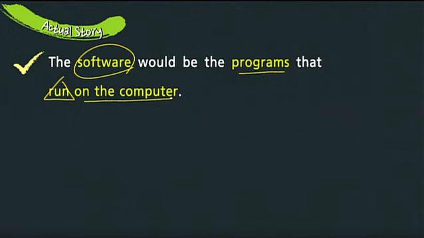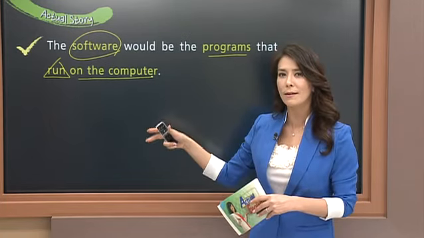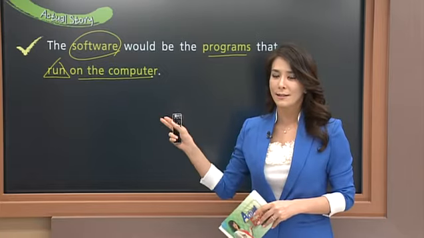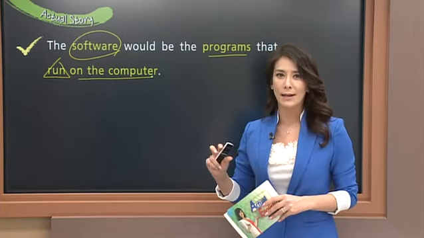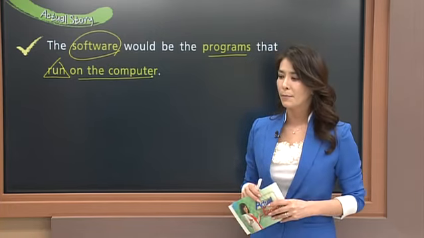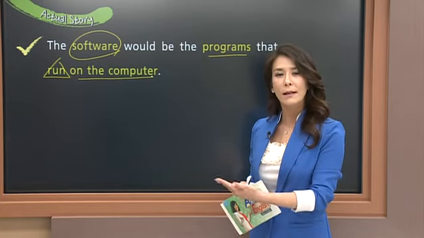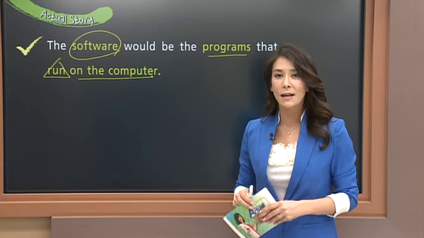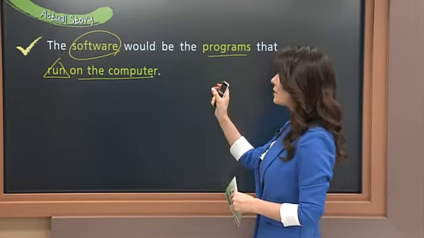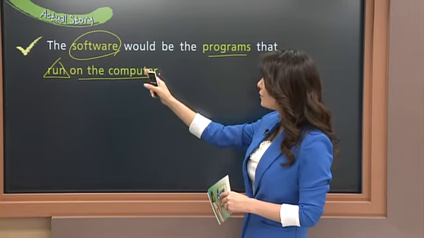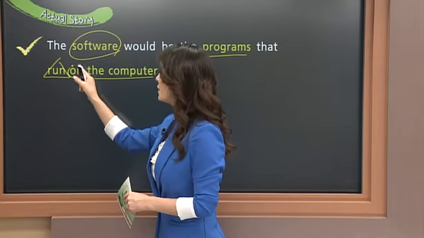So we're talking about software, how software, they're usually programs. But what does run on the computer mean? Run, in this case, doesn't mean to actually physically run. We're talking about to operate, okay? Let's say, for example, you can say, using run, the subway runs until 11 p.m. It means the subway operates until 11 p.m. So here we're talking about software, how the software would be the programs that operate, that run on the computer.